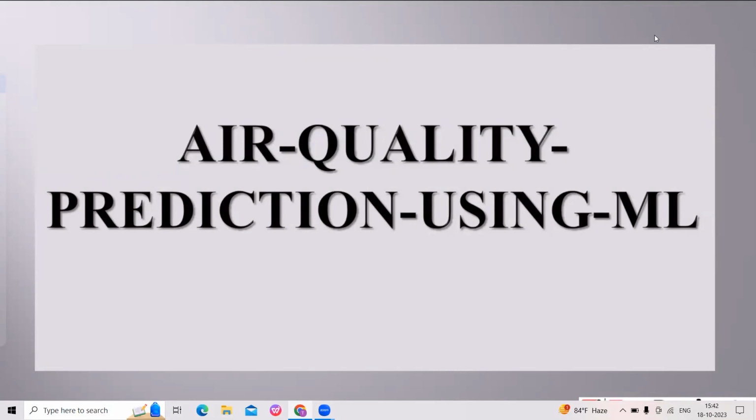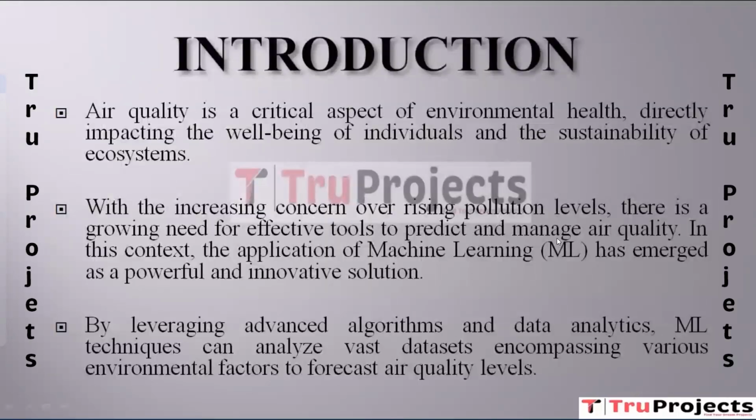In this video, we are going to explain a project titled Air Quality Prediction using ML. So now coming to the introduction part. The quality of air is a vital element of environmental well-being, influencing both individual health and the resilience of ecosystems. As apprehensions rise about escalating pollution, there is an expanding requirement for proficient tools to anticipate and control air quality. In this context, the utilization of machine learning has arisen as a potent and inventive remedy.